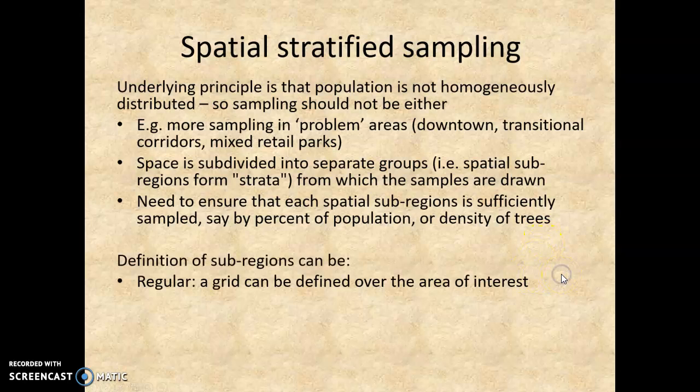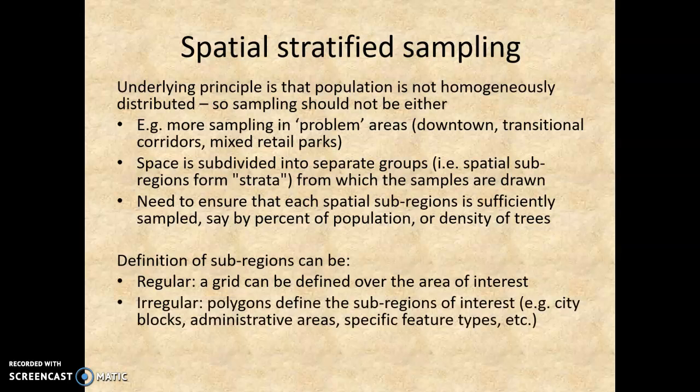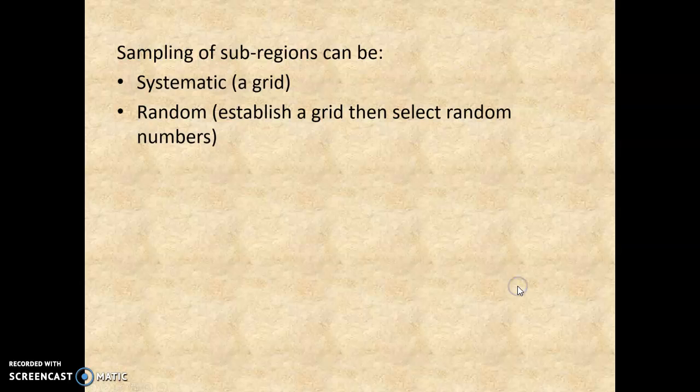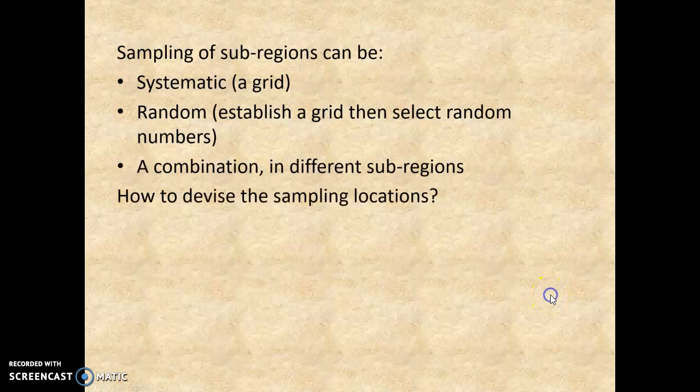So the subregions, they could have a totally separate method, right? So they could be a regular distribution or an irregular distribution of points in that subregion. Sampling could be systematic or random or a combination.